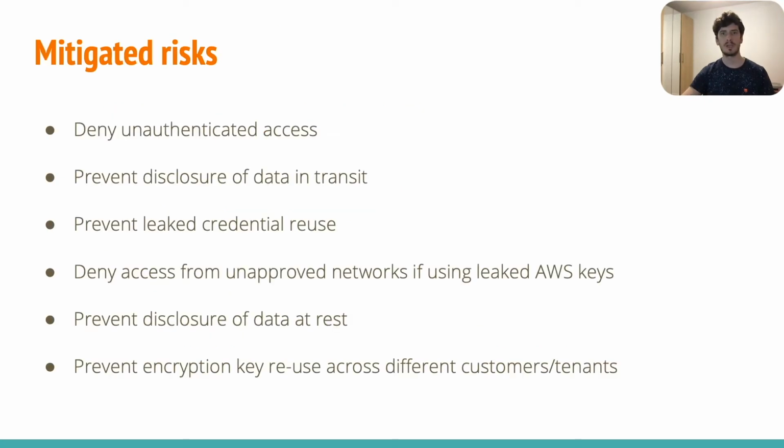Now, by using this combination of storing data in S3 which is configured to use KMS keys, KMS key policies, S3 bucket policies, IAM roles with restrictions and network restrictions, it helps mitigate various risks like denying unauthenticated access, denying access from unapproved networks, and preventing disclosure of data at rest.